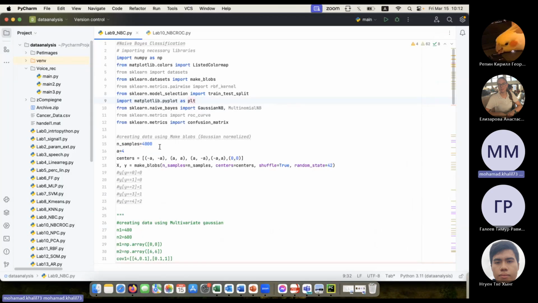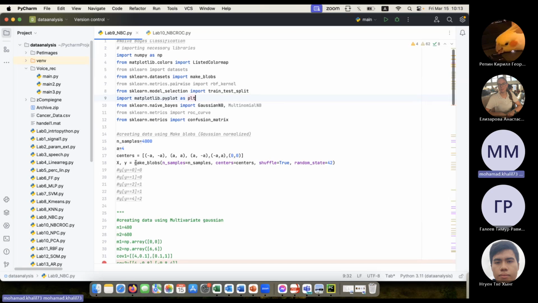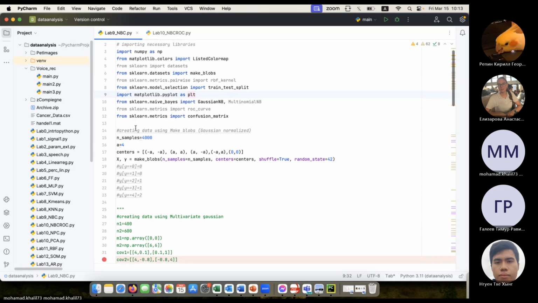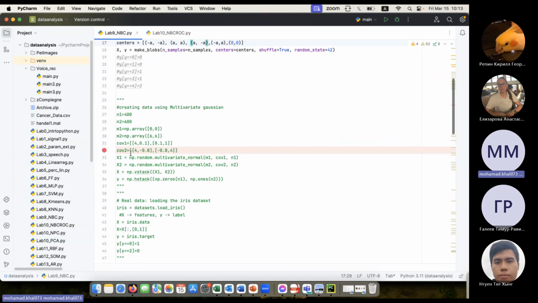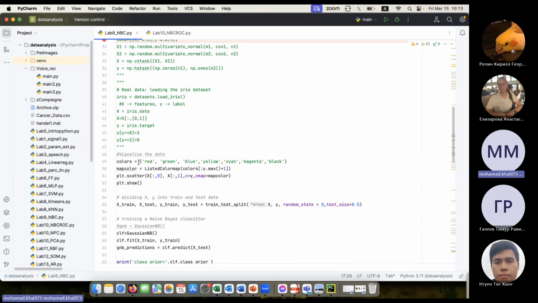So I would like to create the data first, like usually. I create the data around centers like I usually do. So I have data around five centers. Forget this part and this part also. So directly visualize the data.